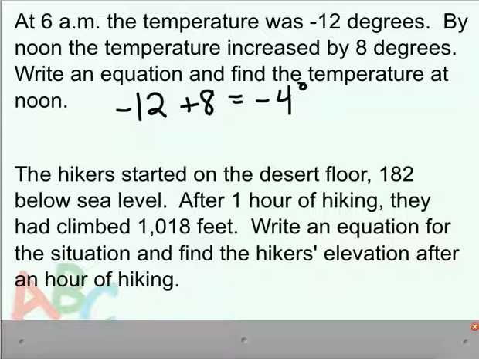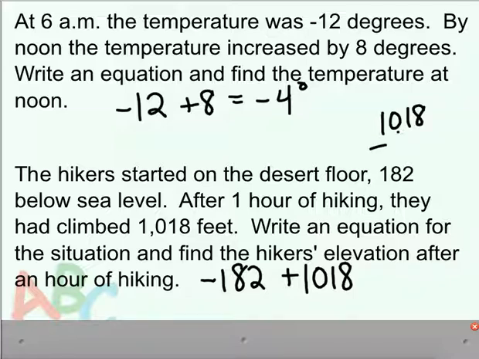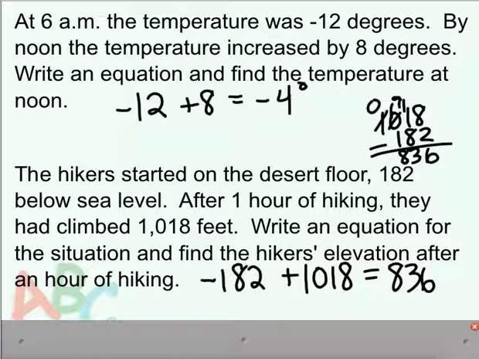The hikers started on the desert floor, 182 below sea level. After an hour of hiking, they had climbed 1,018 feet. Write an equation for the situation. So we start at negative 182 since we're below sea level. We add 1,018. So a good way to go about this one is subtract the two numbers. So we're going to do 1,018 minus 182. And let's see, we need to borrow. And we will get 836. They're going to end up at 836 meters above sea level, or feet above sea level.